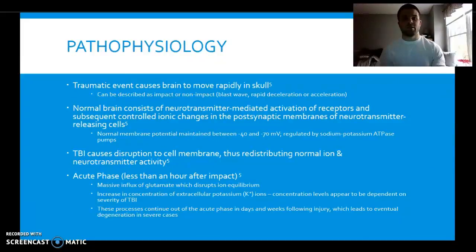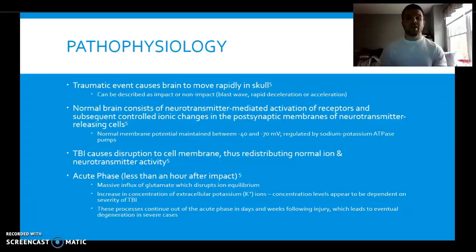the last several decades. So pathophysiology, there's a lot of really complicated neurochemistry going on here, so I'm going to kind of just give you a brief summary. A normal brain consists of neurotransmitter-mediated activation of receptors and subsequent controlled ionic changes in the postsynaptic membrane of neurotransmitter-releasing cells. That's just saying that's what the brain is in equilibrium. Negative 40 to negative 70 millivolts regulated by a sodium potassium ATPase pump.